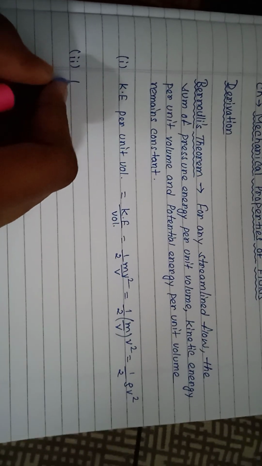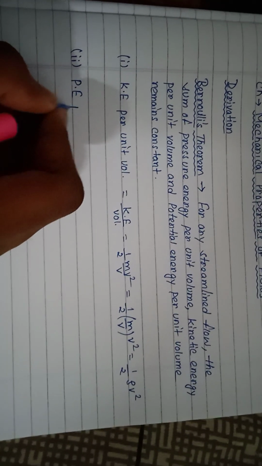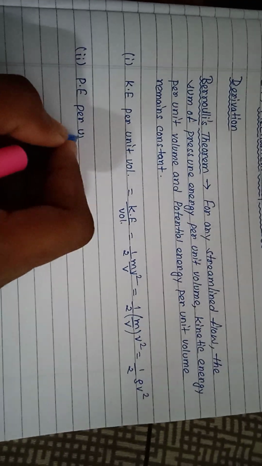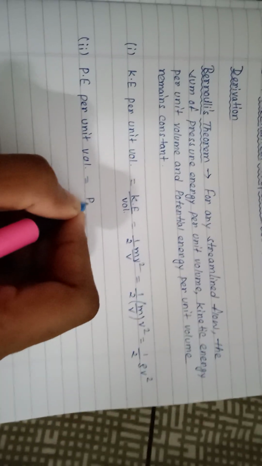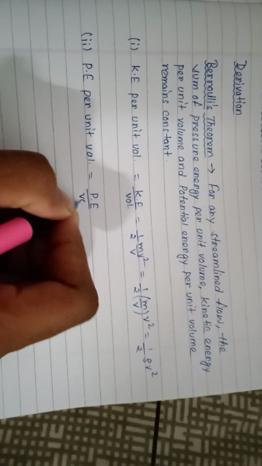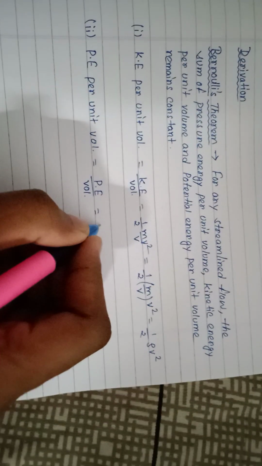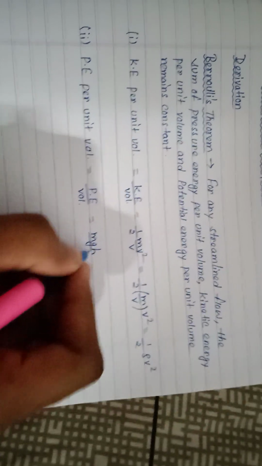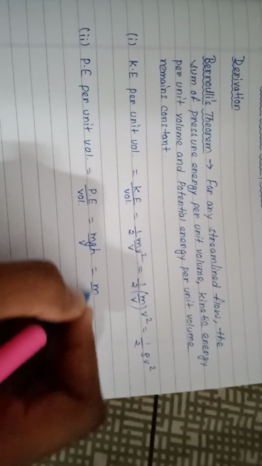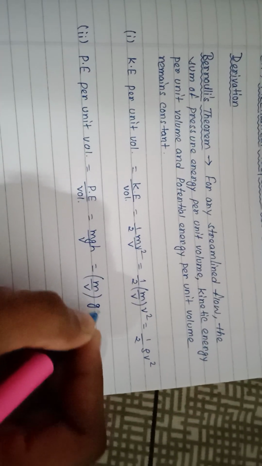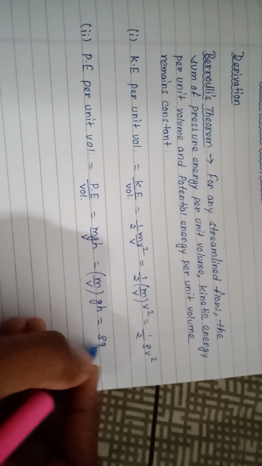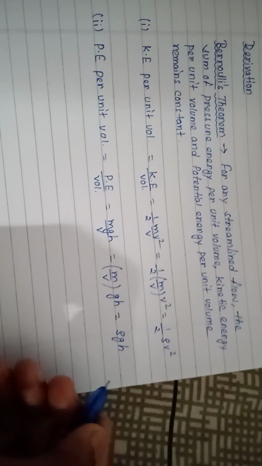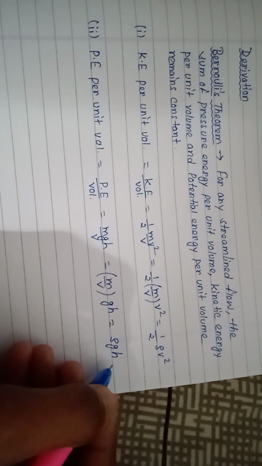Now we'll talk about potential energy per unit volume. Potential energy per unit volume is potential energy upon volume. Potential energy, we know that mgh and volume is V. We know that m upon V and g will be here. m upon V is rho, so it is rho gh, which is, we know that rho g is the gauge pressure.